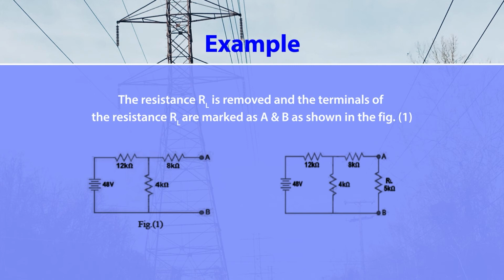Now you have to find the Thevenin voltage. So what is the Thevenin voltage? The Thevenin voltage is nothing but the open circuit voltage across two terminals. And what are those terminals? Terminals A and B. So you have to calculate the voltage across A and B. Whatever the voltage across 4 kilo ohm, that will be the Thevenin voltage, because there is no current flowing through the 8 kilo ohm resistance.